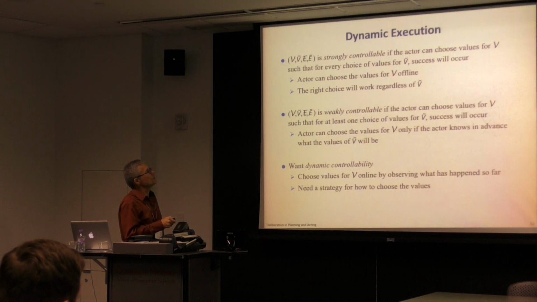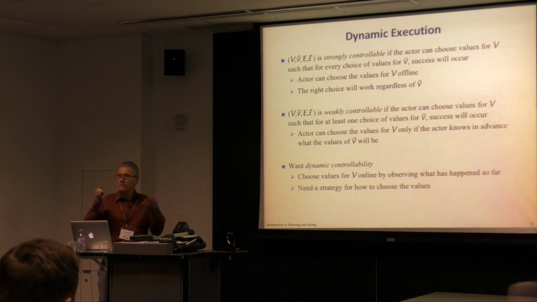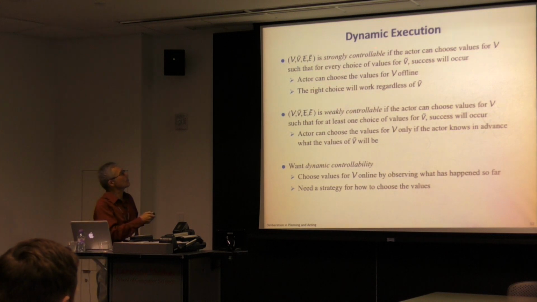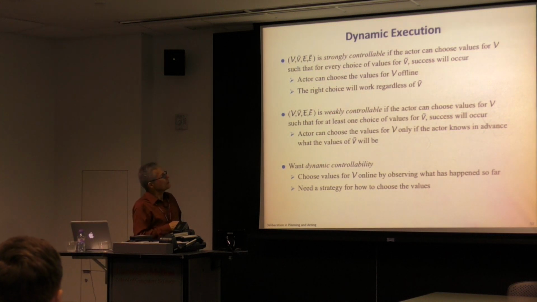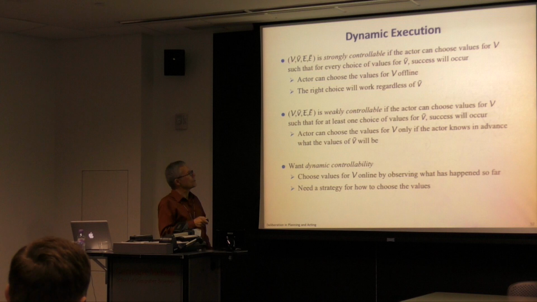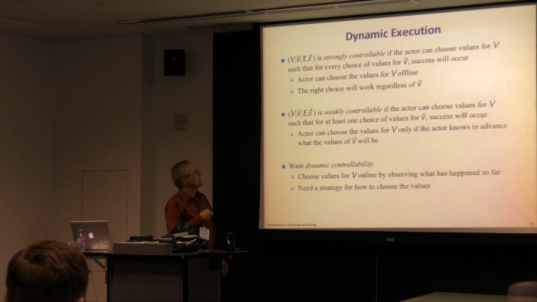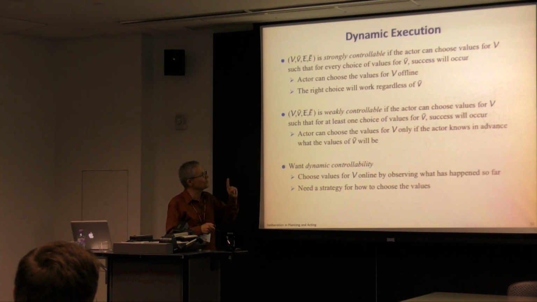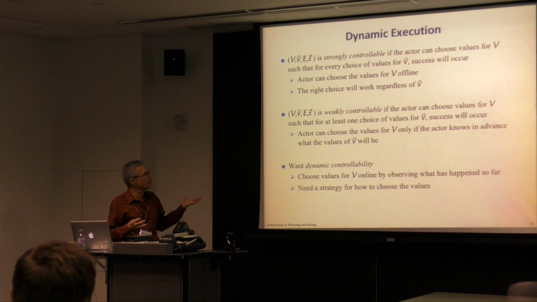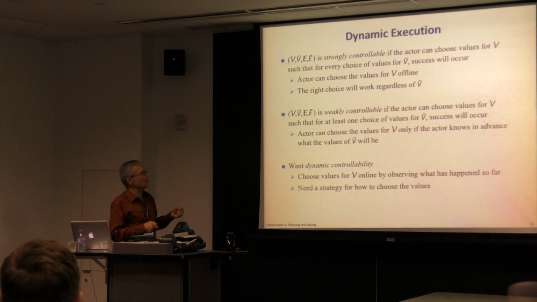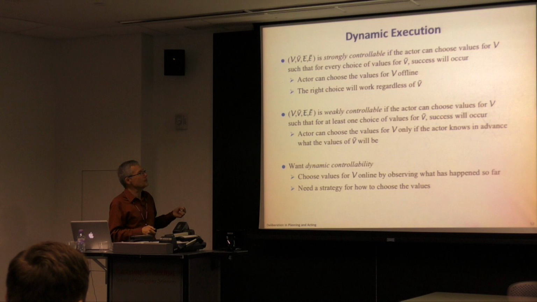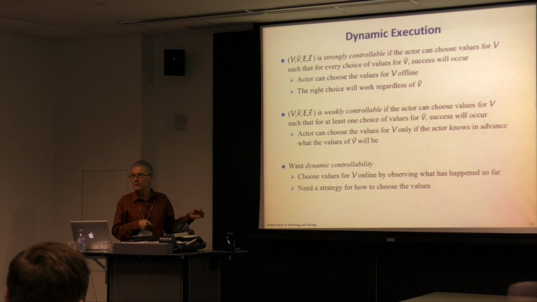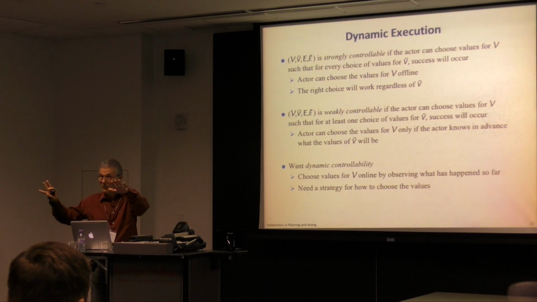If that's the case, then you can choose those values offline and it's going to work, period. All right? That's strong controllability. It's weakly controllable if the actor can choose values such that for at least one choice of V tilde will be successful. What that means is that you can choose these only if you know in advance what these contingent values are going to be. And I was arguing earlier that you don't know that.